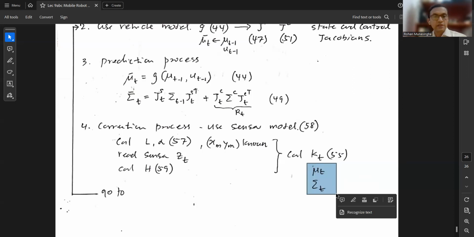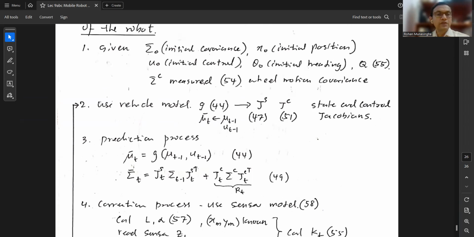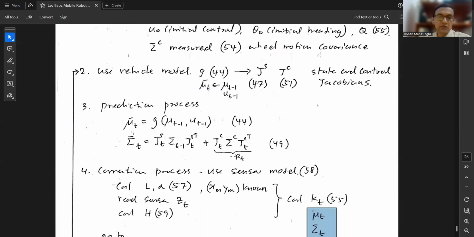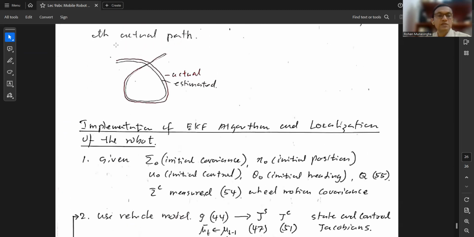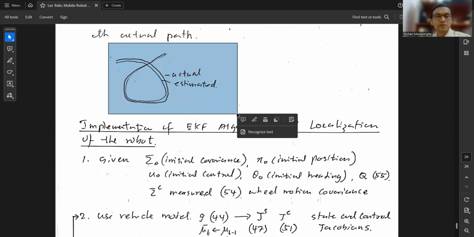So once you do that, you start over again with step 2 here, right? Using the new mu, you calculate your Jacobians, starting from equation 44, and do the process again. So it goes on and on and on. So this is an extended Kalman filter version of the self-localization of a robot. And eventually, it gets you this result. Much more accurate than any other technique.